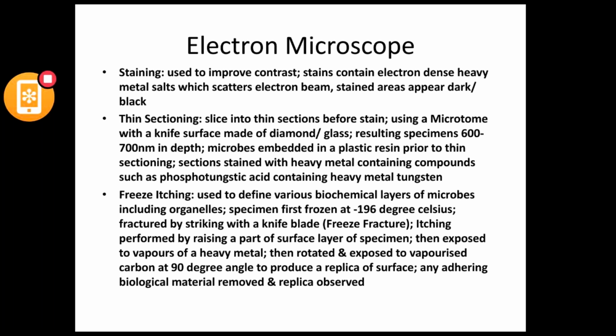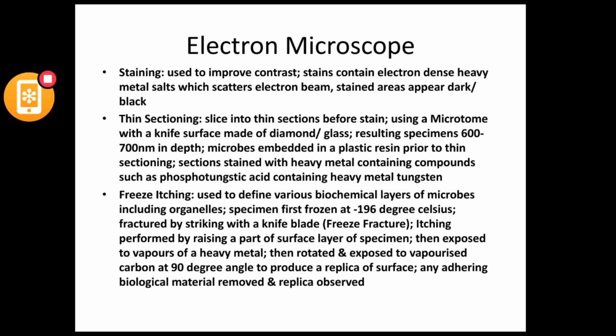Which portion of the specimen are we going to observe? We are producing a replica of the surface by means of this step called freeze etching. Now, after this, any adhering biological material will be removed and the replica is observed under the microscope. So now we pass on to thin sectioning.